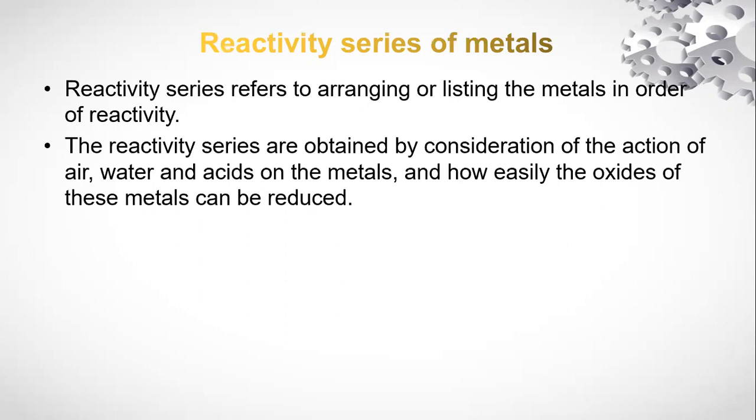This means that the ones that are stronger in terms of reactivity will be grouped together, and the weaker ones will be grouped together. So this reactivity series is obtained by considering the action of air, water, and acids on the metals, and how easily the oxides of these metals can be reduced. So we obtain the activity series of various metals simply by considering factors such as these. The first one is that the action of these metals towards air, water, and acids will determine their arrangement within the list, and how these metals react, and how easily their oxides can be reduced.